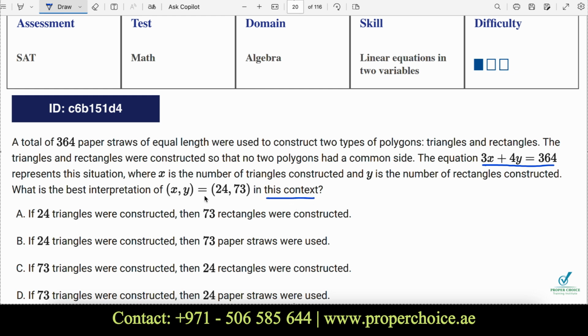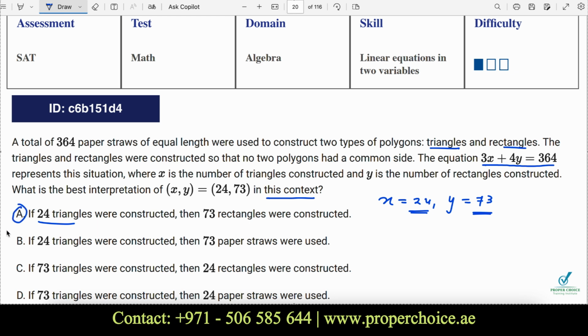So they are asking us what is the meaning of this. As you can see, for (x, y) equal to (24, 73), the x value here is 24 and the y value here is 73. As they clearly told us, x represents the number of triangles and y represents the number of rectangles, because they are constructing two types. So what is the best interpretation? If 24 triangles have been constructed, then 73 rectangles must be constructed. Option A says if 24 triangles were constructed, then 73 rectangles were constructed. Makes sense. So we go with option A itself.